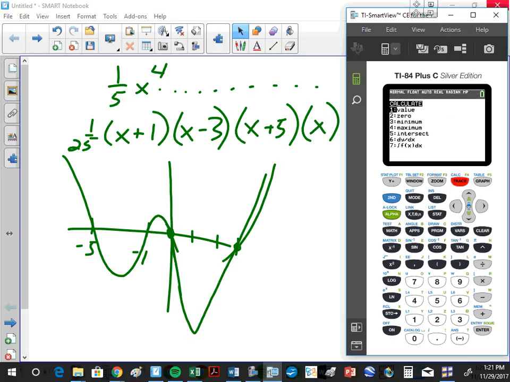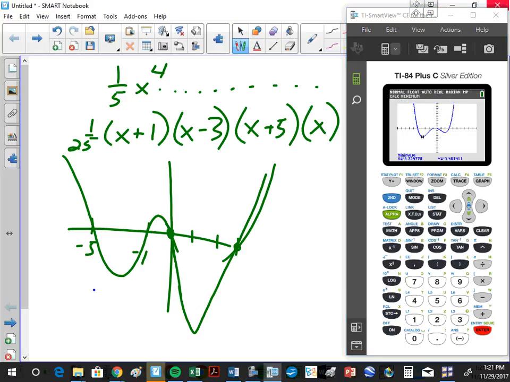So second calc minimum, it looks like negative 4, negative 3, and negative 3.5. And I get negative 3.7, comma, negative 3.5. Okay, and then there's one here.